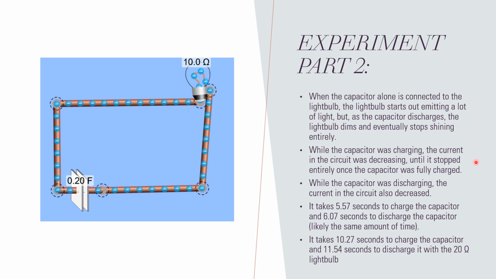While the capacitor was charging, the current was decreasing until it stopped entirely once the capacitor was fully charged, and the same happened when the capacitor discharged. It started out strong and then decreased. It took about 6 seconds to both charge and discharge the capacitor with the 10 ohm light bulb, and it took about 10 seconds, maybe 11 seconds, to charge and discharge it with the 20 ohm light bulb.